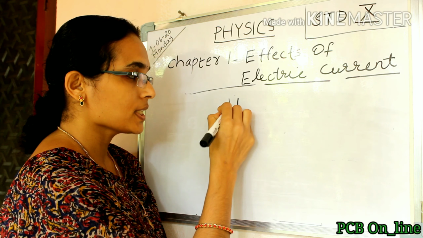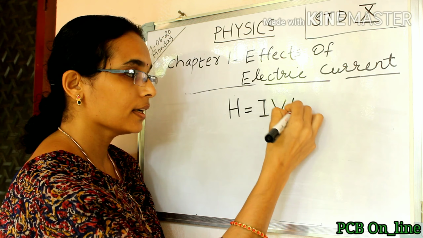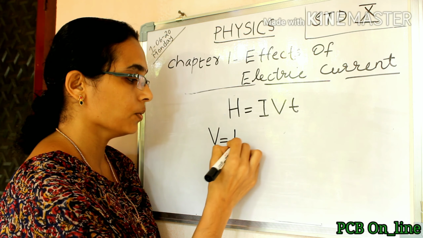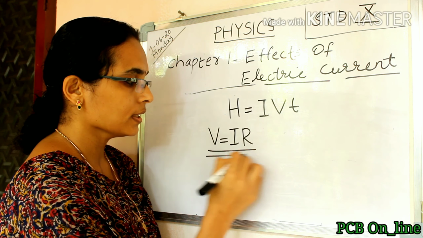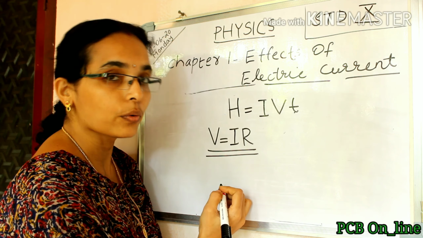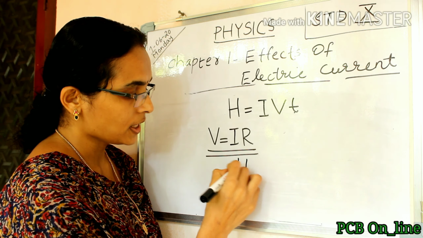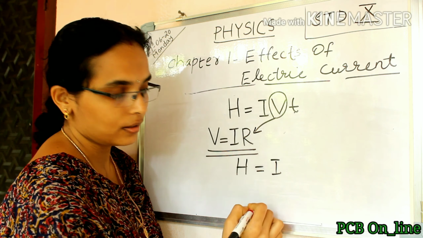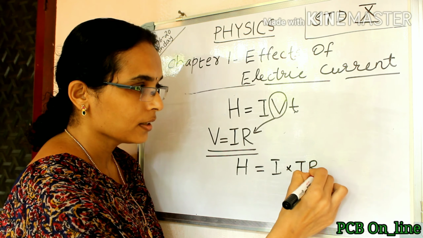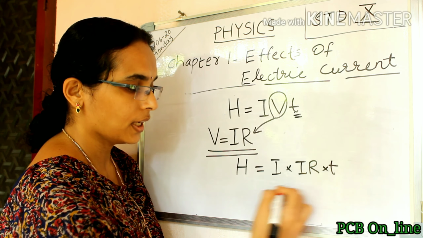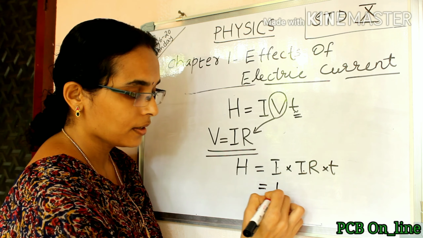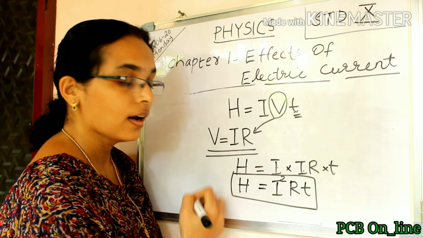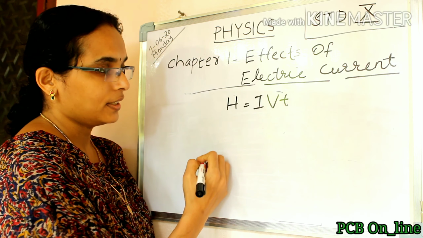Thus we got the first equation H is equal to I V T. From Ohm's law we have V is equal to I into R. By using this in this equation, we get another equation for calculating H. H is equal to I into, this V replaced by IR, that is I into IR, then T. Then simplifying, I into I is I square, R, T. That is H is equal to I square RT. H is equal to IVT is our first equation.